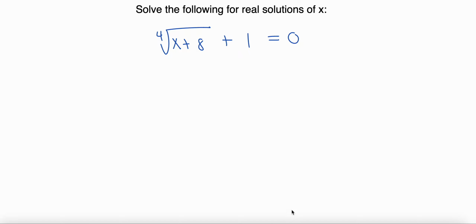In today's video, we're going to be going over the following problem and also how to and how not to check for extraneous solutions. So we want to solve the following for real solutions of x.